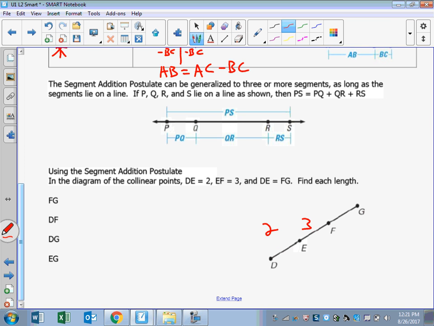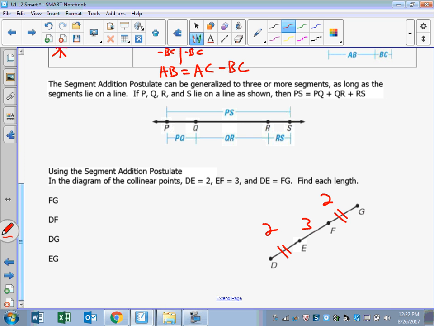So in geometry, we're going to use a series of symbols and hash marks to denote when things are equal to each other. So DE is equal to FG. These tick marks indicate that both DE and FG are the same length. So that means FG is going to be 2 also.